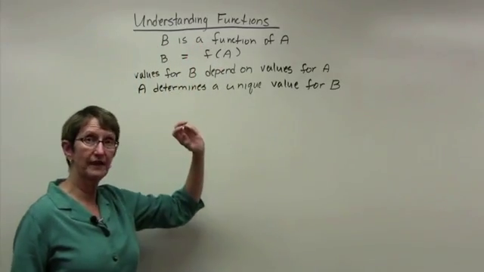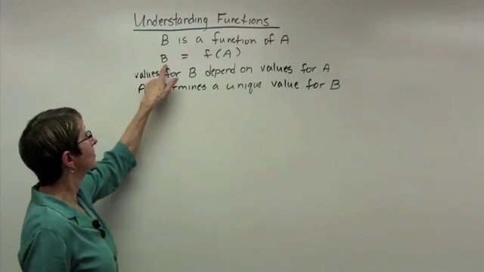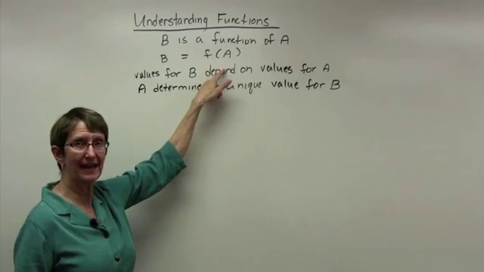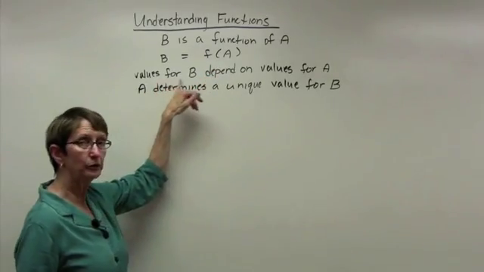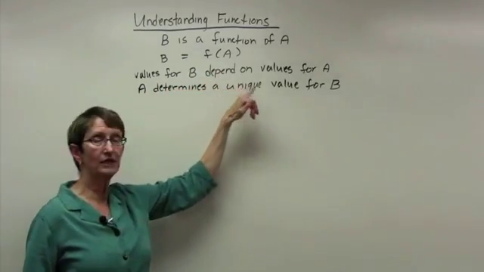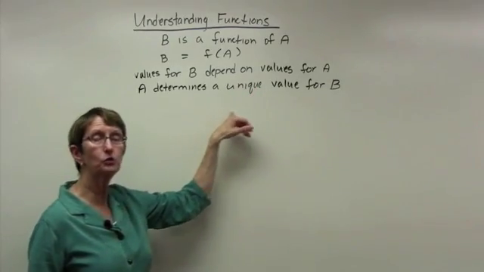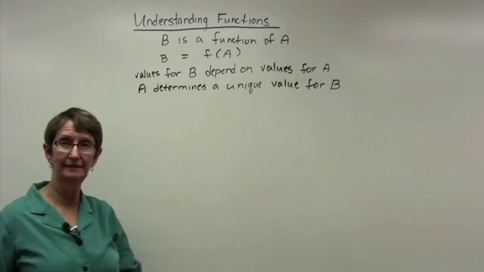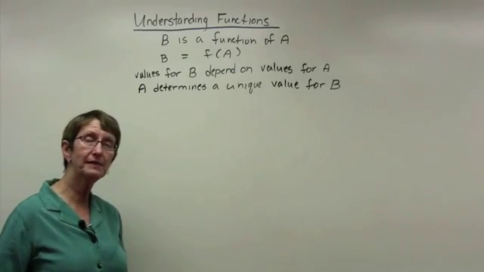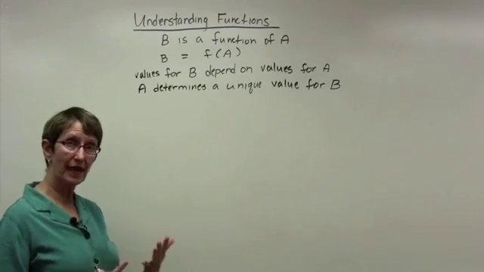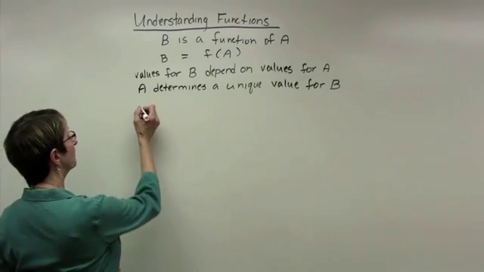B is a function of A. B equals f of A. Values for B depend on values for A. And A determines a unique value for B. Now there are three types of function notation that we can use.